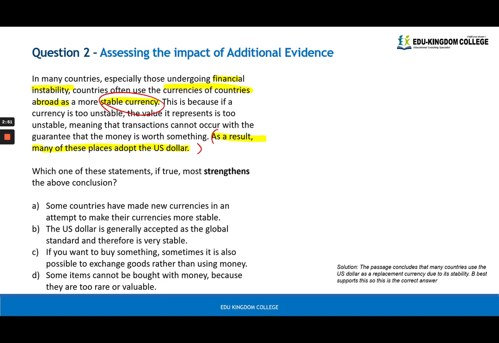So what would strengthen it? The answer is B. The US dollar is generally accepted as the global standard and is therefore very stable. So we are linking with the stability part. The US dollar is accepted as the global standard. Global standard, countries abroad, many countries, international, all similar themes. So B is the best answer here.